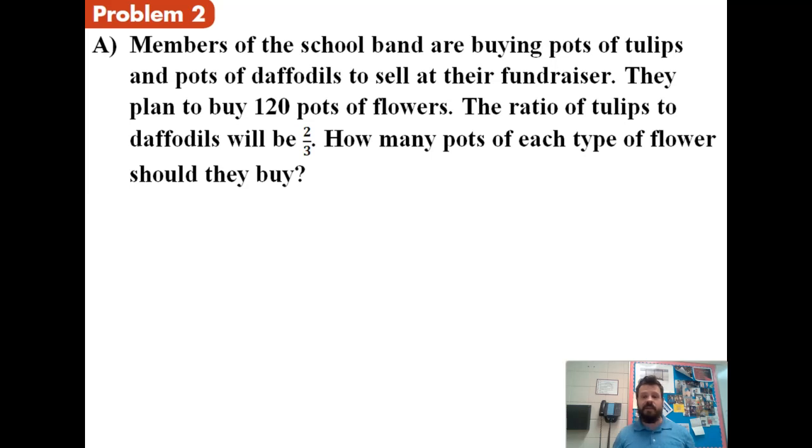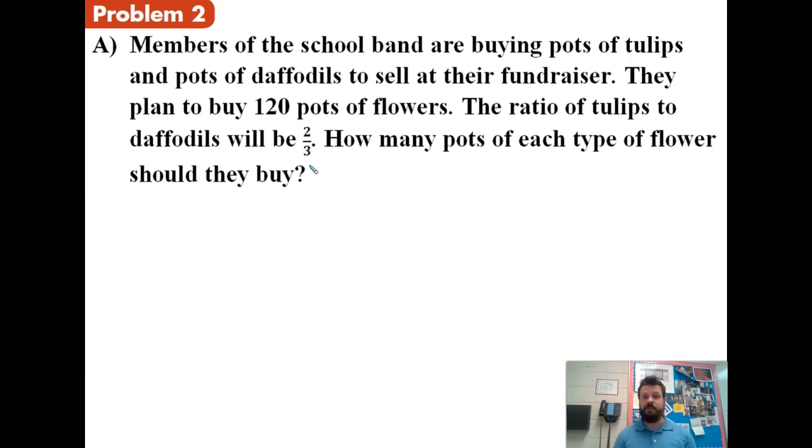All right, so here we have a classic business situation. Let's say we know how many pots we need to sell for the fundraiser, 120 pots to reach whatever our goal is. And let's say we know that more people buy daffodils than tulips. And from experience, we know that they buy tulips to daffodils in the ratio of 2 to 3. We can use that information to figure out how many each type of flower we want to buy.